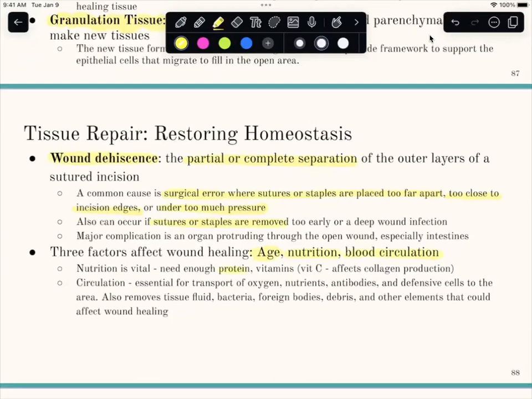You need enough proteins. We talked about cells, the different parts of the cell membrane, different parts within the cells. You need enough protein in your diet for your cells to make what they need. Vitamins, vitamin C helps collagen formation. If you're not getting enough vitamin C, you're not getting enough collagen made. You need oxygen, nutrients, defense cells. We need to be able to remove extra fluid around cells, debris. All of this stuff can affect how the wound is going to heal.